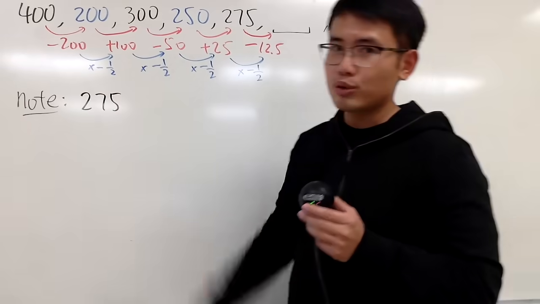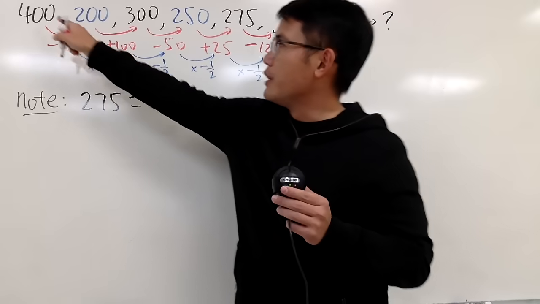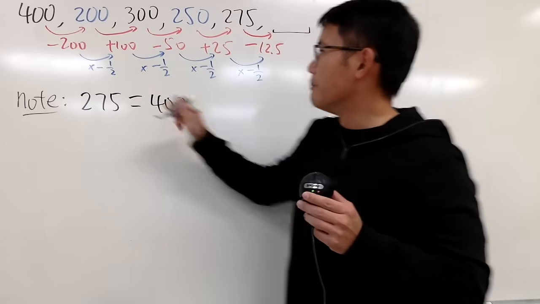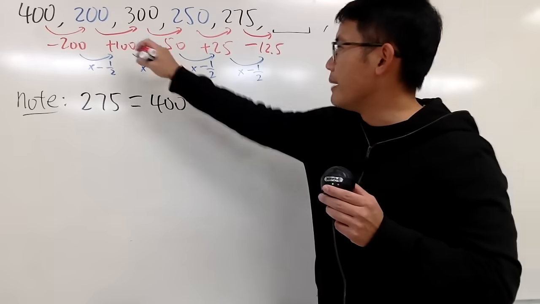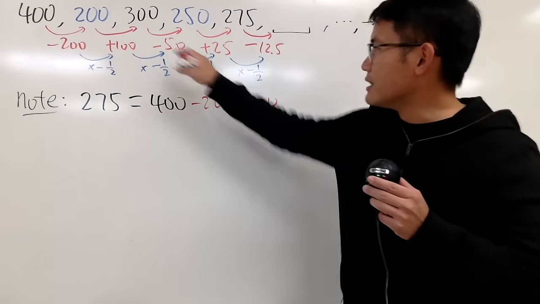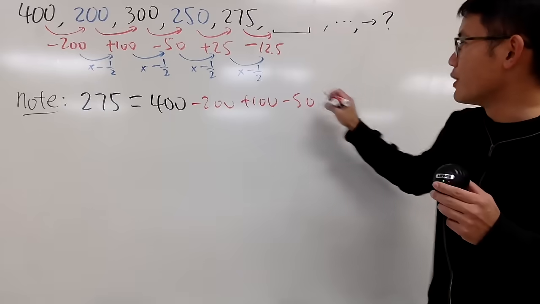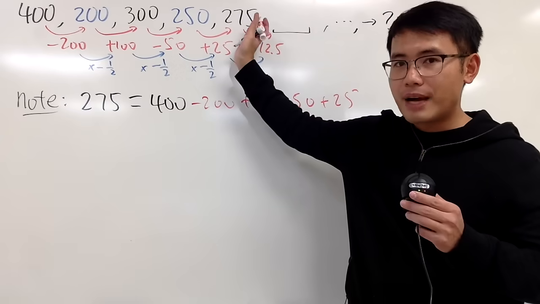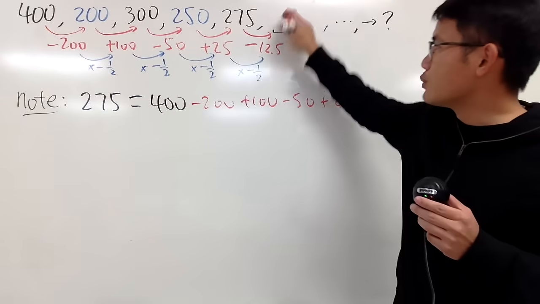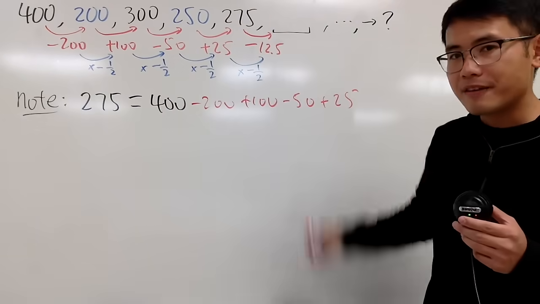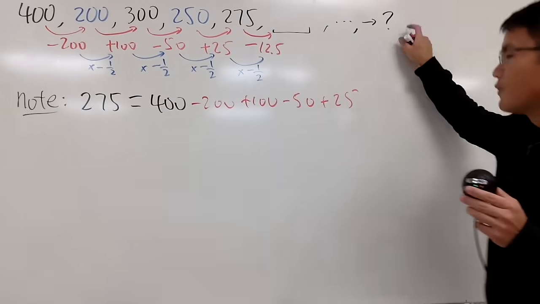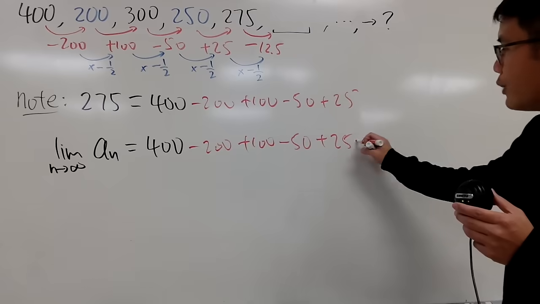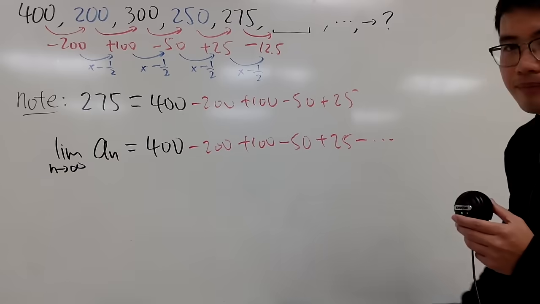How did we end up with 275? Well, you can look at that as starting at 400, and then minus 200, and then plus 100, and then minus 50, and then plus 25. And that's it for 275, right? If you want to go to the next one, then you minus 12.5. But in order for us to figure out the limit, we can actually just do the same thing, and then you have to keep on going forever.